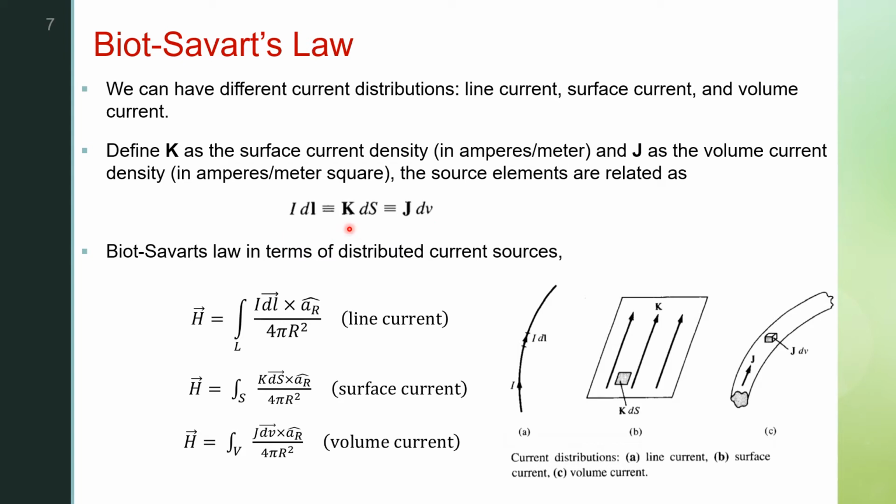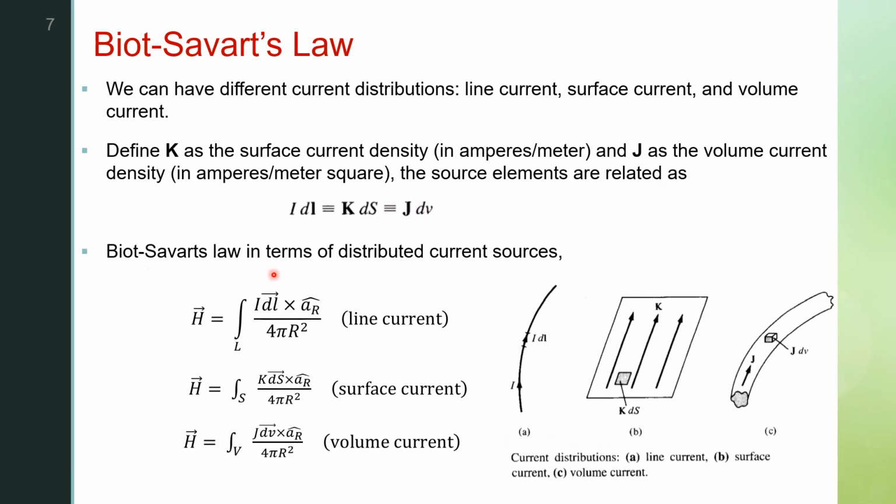KDS: K represents current per meter, current per unit length, and dS is area, that is meter square. So what you will get is amperes per meter multiplied by meter square, that is ampere meter. What is the unit of IdL? Ampere meter. So that means KdS is similar to IdL. Similarly, if you substitute for J and dV, you will get that this is also similar to ampere meter.